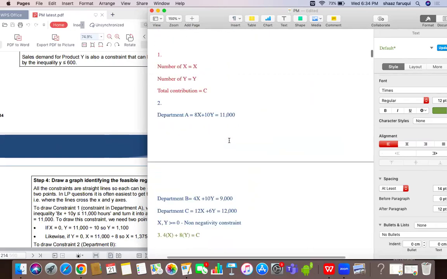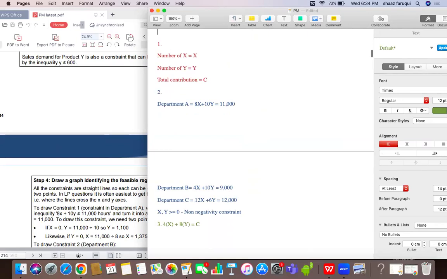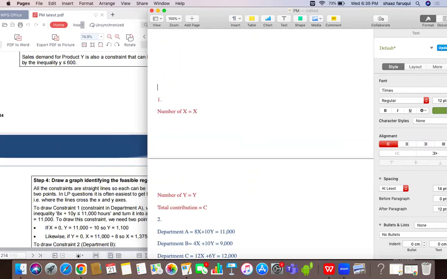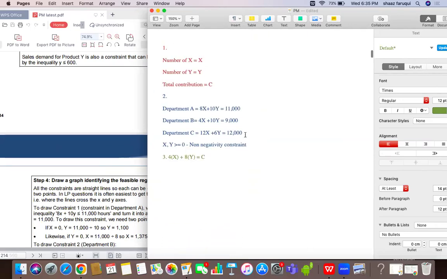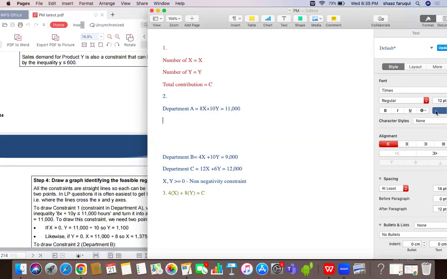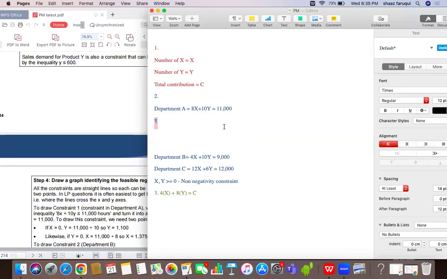How will I plot my constraints on a graph? Go back to the constraints. What is the constraints formula? The constraints formula is over here. Look at the first constraint, department A. Let's work on that. I'm turning the color into black. 8x plus 10y is equal to 11,000. Let's just assume, it's an assumption.